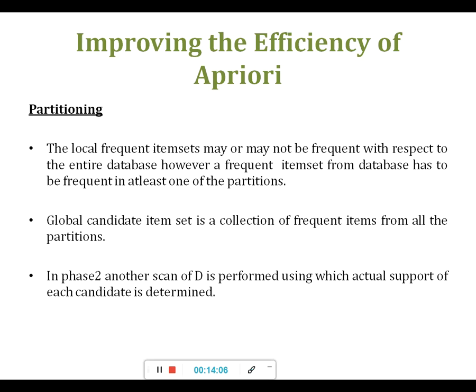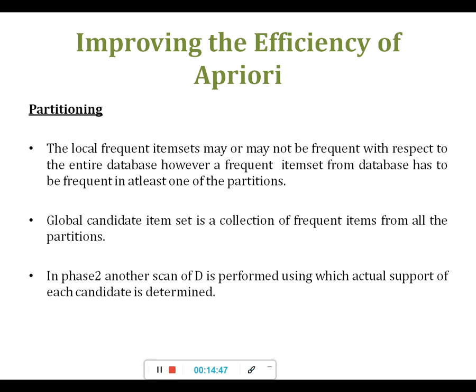And the global candidate item set is one that is frequent across all the partitions, that is, frequent for its partition, for other partitions, and for the whole database. That is called a global frequent item set, or global candidate item set. These terms are very important here: local frequent and global candidate. Local frequent means frequent at least in their own partition, and may or may not be frequent for the entire database. The global candidate item set is a collection of the frequent item sets from all the partitions.